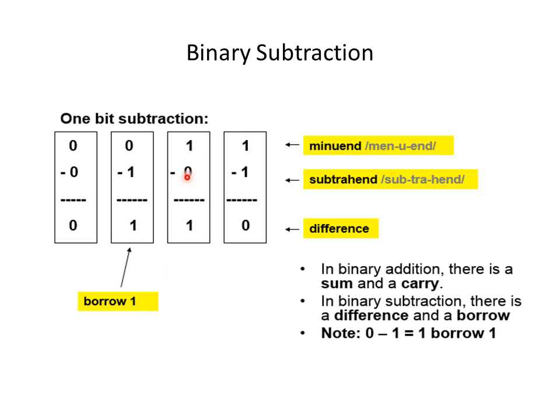When 1 minus 0, 1 is the minuend and the subtrahend is 0, the result is 1, and 1 minus 1 is equal to 0. In addition, there is sum and carry. In binary subtraction, there is difference and a borrow. Note that 0 minus 1 is equal to 1 with borrow 1. That means when there is 0 in the minuend and 1 in the subtrahend, the difference is 1 and the borrow is 1.